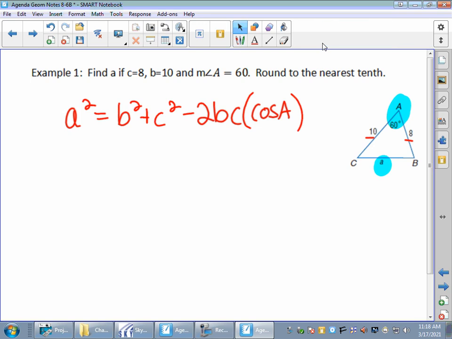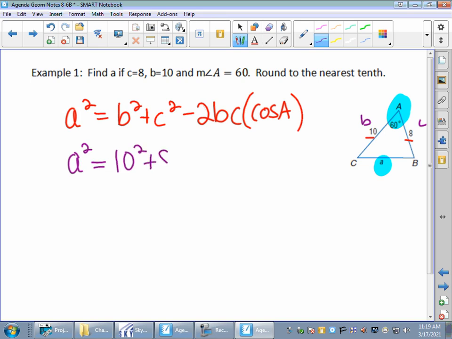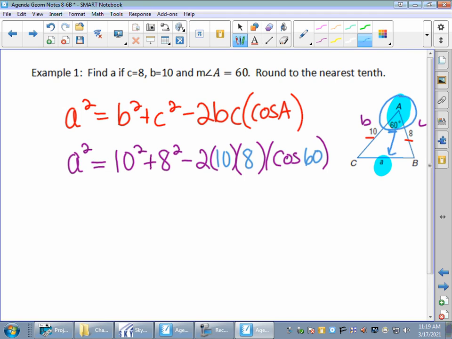So a squared, that's what we're looking for, right? Notice it's squared. Probably our last step will be square rooting. Equals, does it matter which one's B and C? It really doesn't, but we know that B is opposite side B, C is opposite side C. So we'll do 10 squared plus 8 squared minus 2 times, repeat the side B, which is 10, repeat the side C, which is 8, and then the cosine of our angle, which is 60. Remember, it's a matching pair, the side and its opposite angle for the beginning and the end.